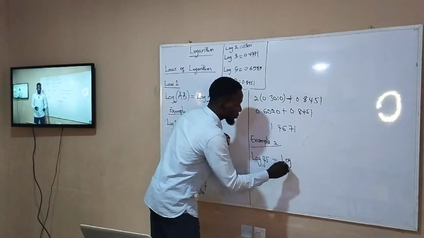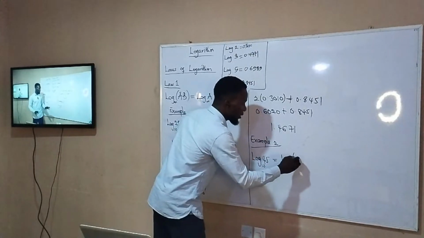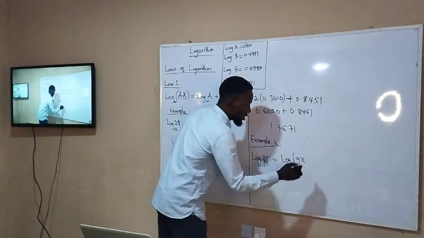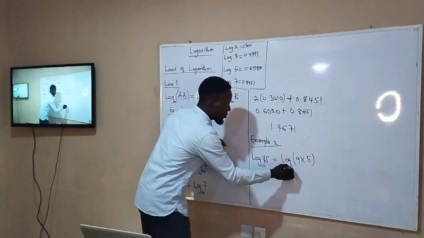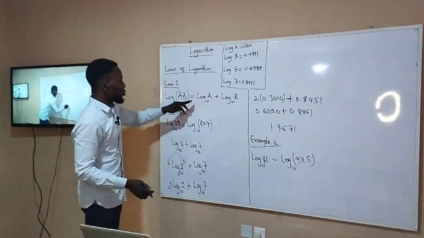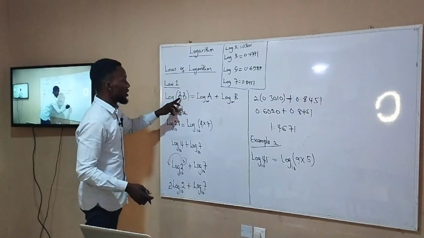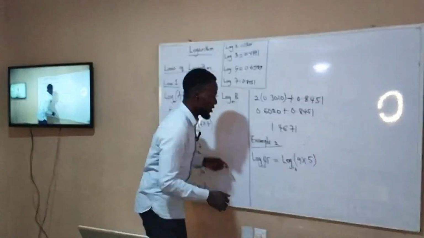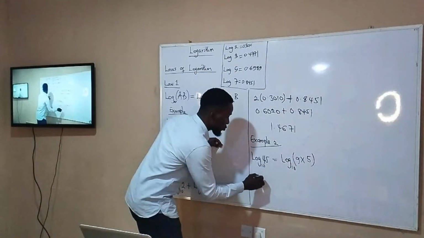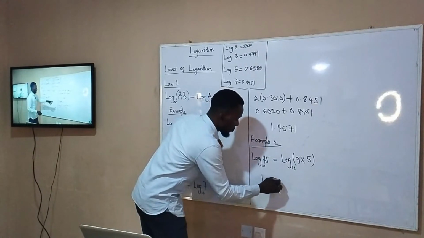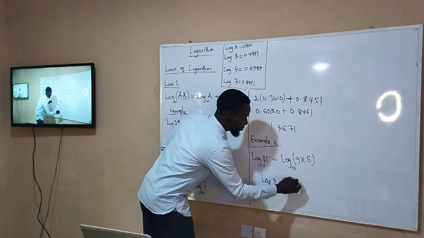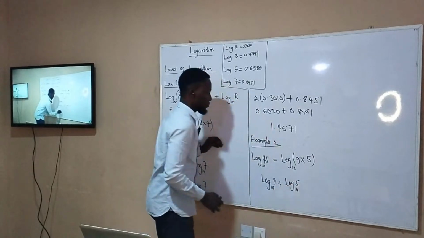Log 9 times what? 9 times 5 should give us 45, and it is in base 10. So we can apply this. So 9 times 5, so we can say it is the same as what? Log 9 base 10 plus log 5 base 10.